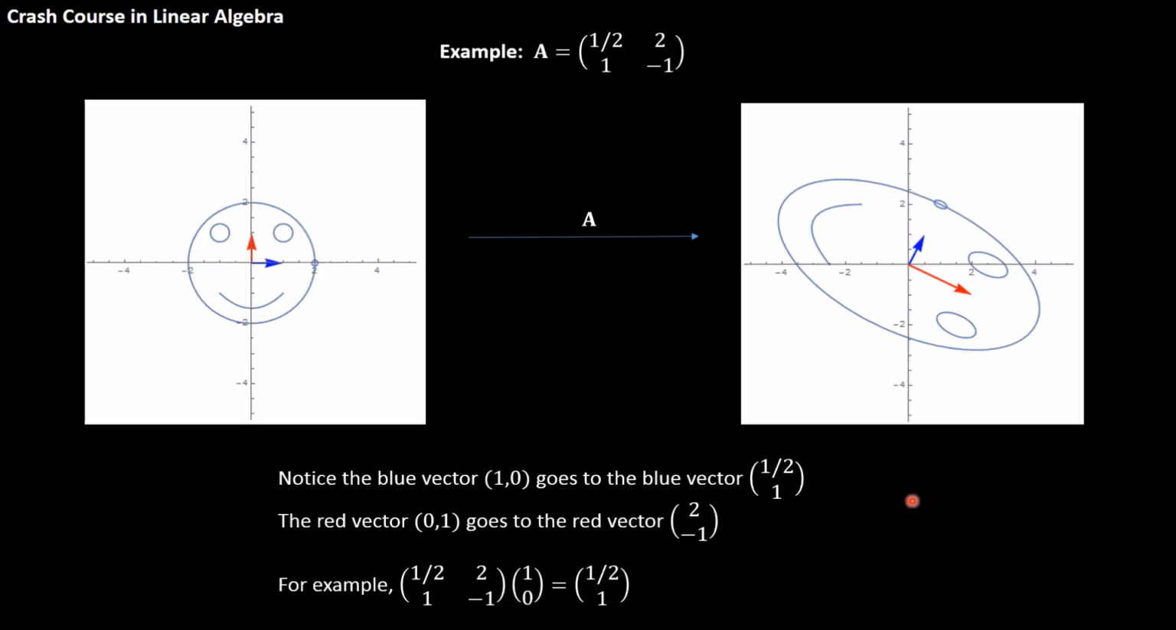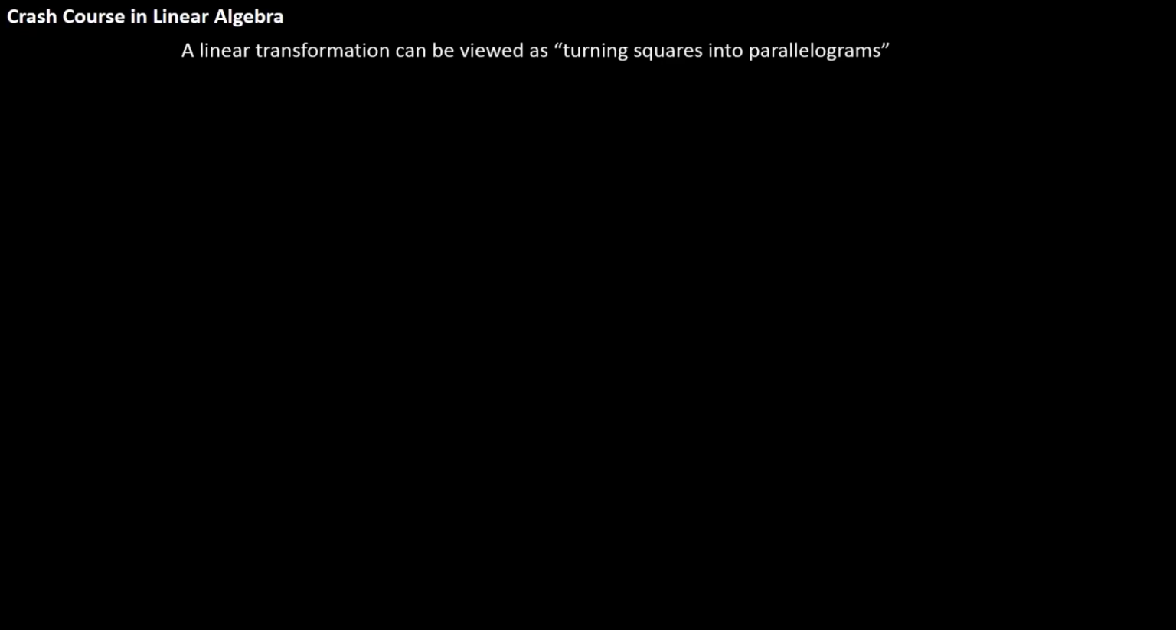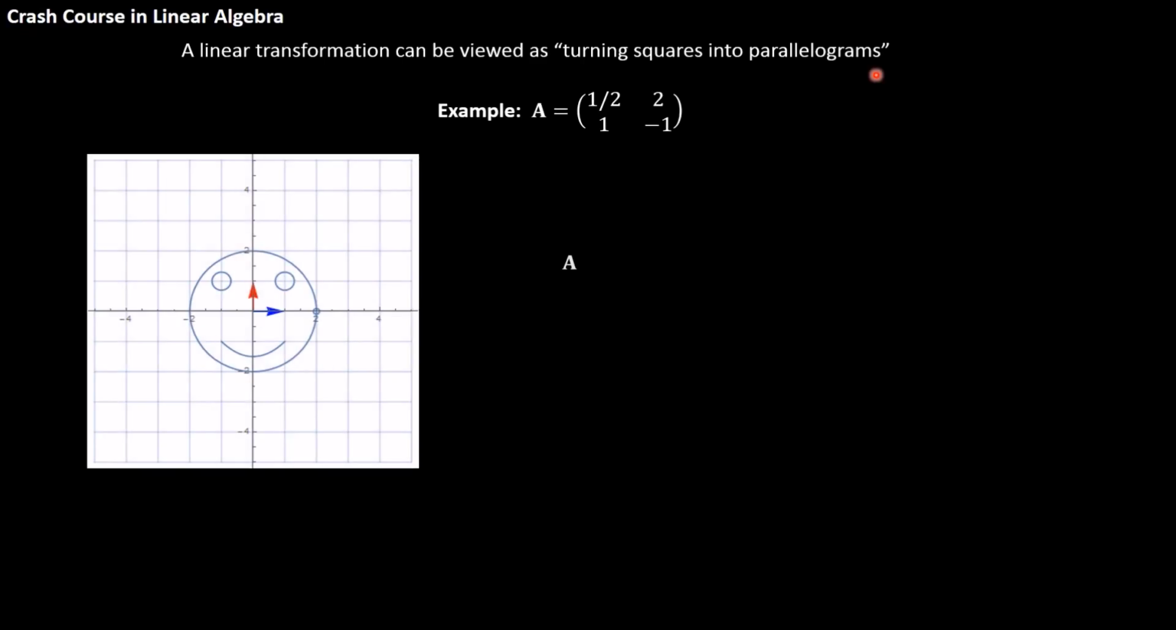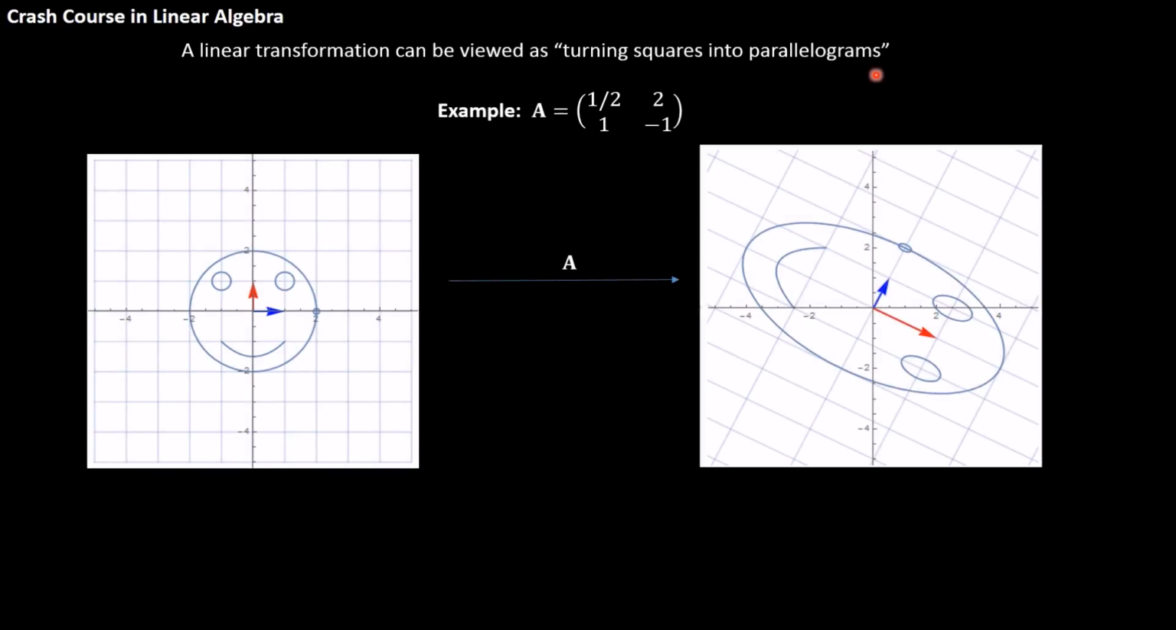So we have that. So in addition to distorting smiley faces and moving vectors to vectors, another important way to understand linear transformations is that it turns squares into parallelograms. This is a really important way of understanding linear transformations. Let me draw a picture. I believe this is the same transformation that we just had.